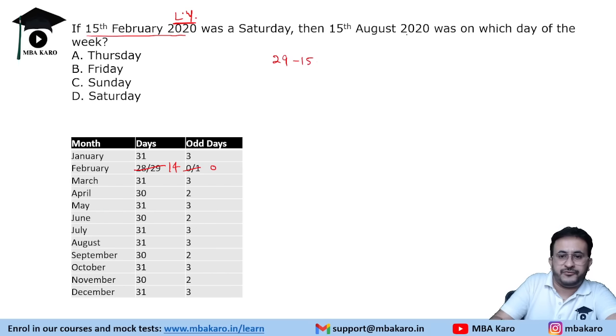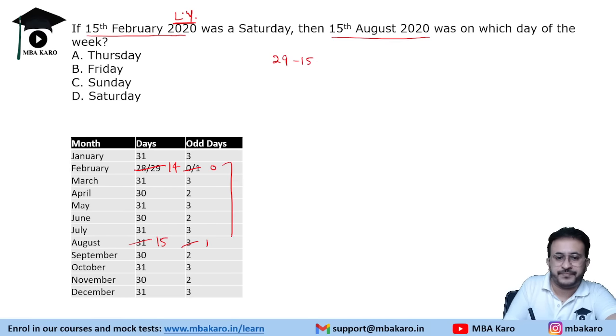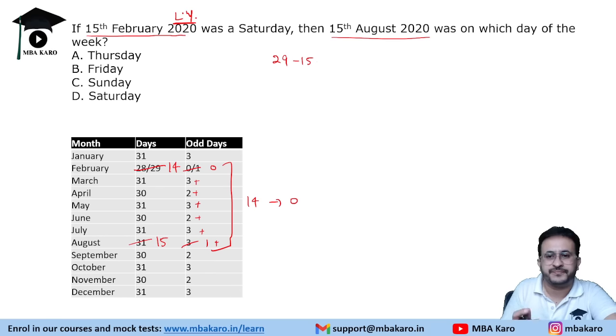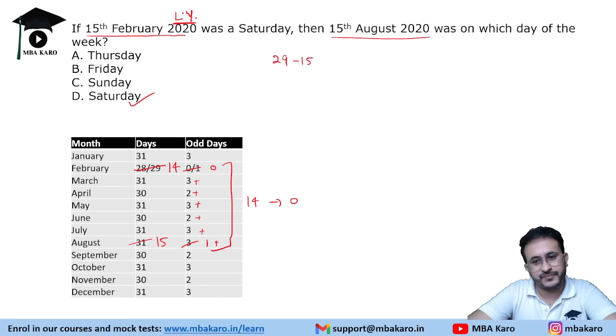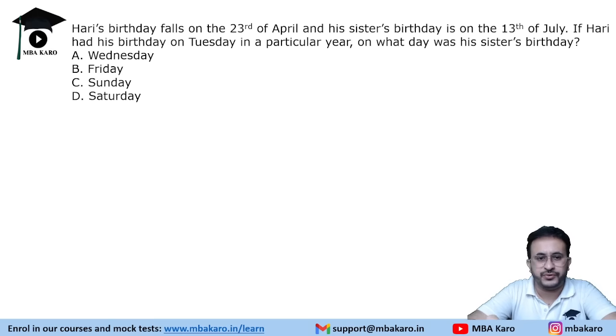Now we have to go till 15th of August 2020. August में कहाँ तक जाना है? 15 तक जाना है. So that means one odd day. Add all these values. 3 plus 2, 5, 8, 10, 10 plus 4, 14. Right? We are getting 14. 14 means 0. 0 means same day. So it will be same day, that is Saturday. Okay, so that's how we solve these questions. We'll see some more examples and then you will get used to it.